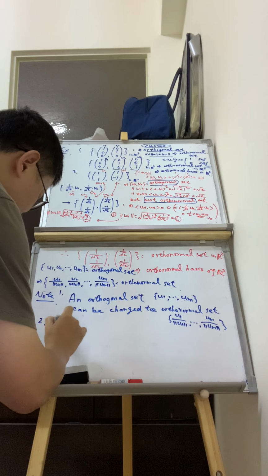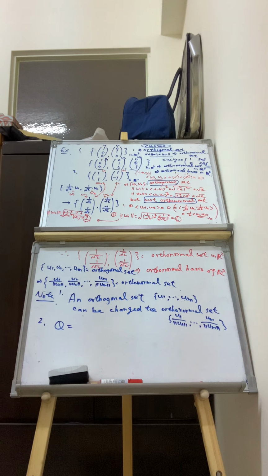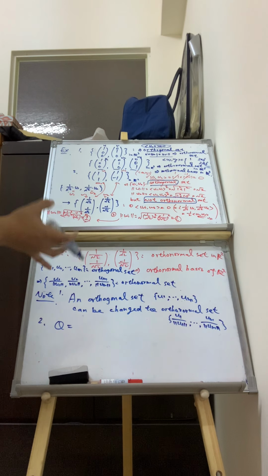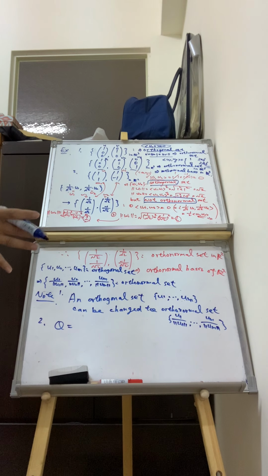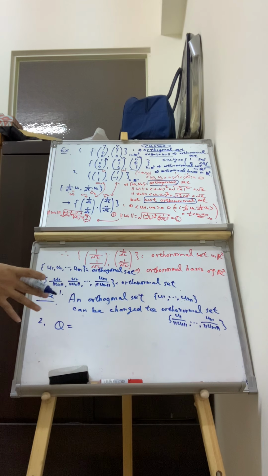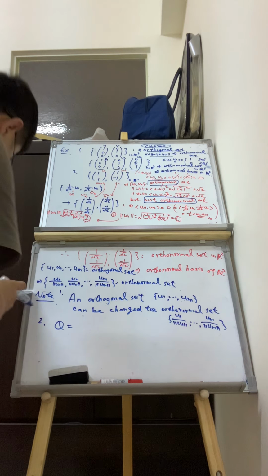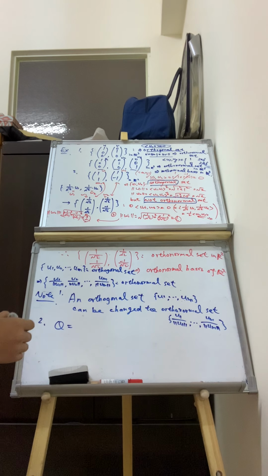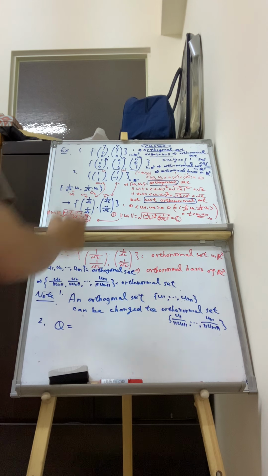Anyway, that's the first one, and the second one is this. I will give you a special matrix, its definition, and a name for this kind of special matrix. If you want to check whether a set is an orthogonal set or an orthonormal set, you could check it by another way.